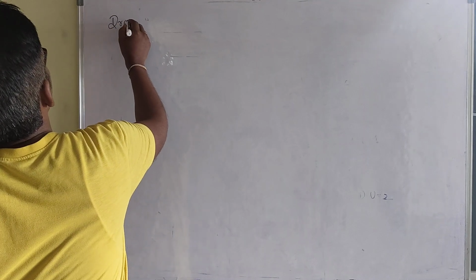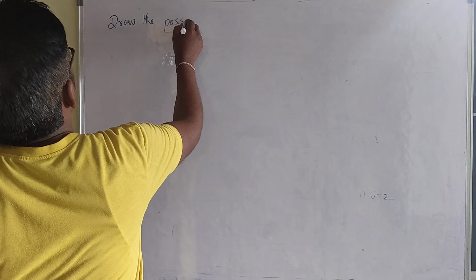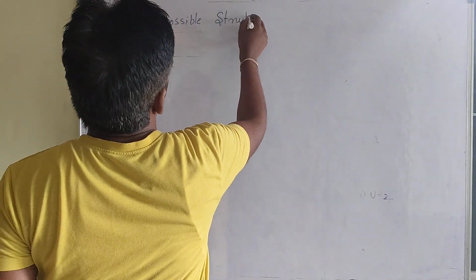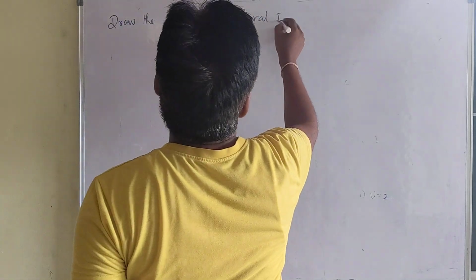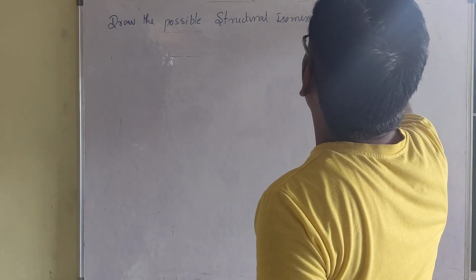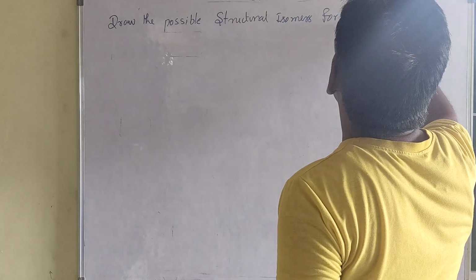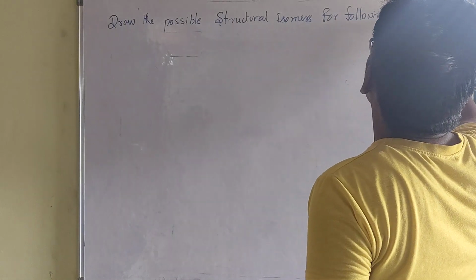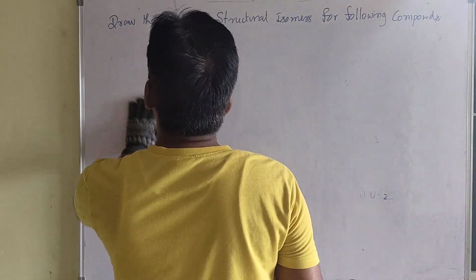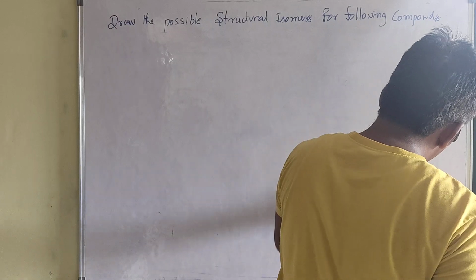Draw the possible structural isomers for the following compounds. Okay, we have to see how many are possible. How many are possible, that we have to see. First question is C3H6.